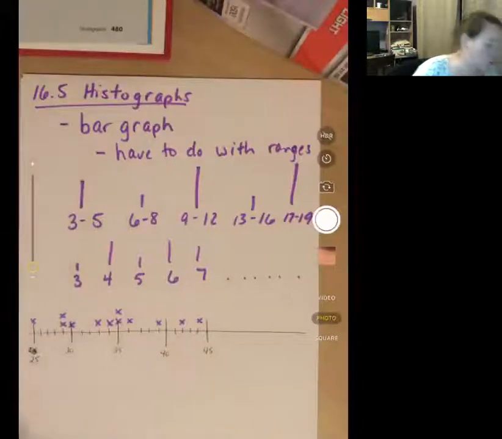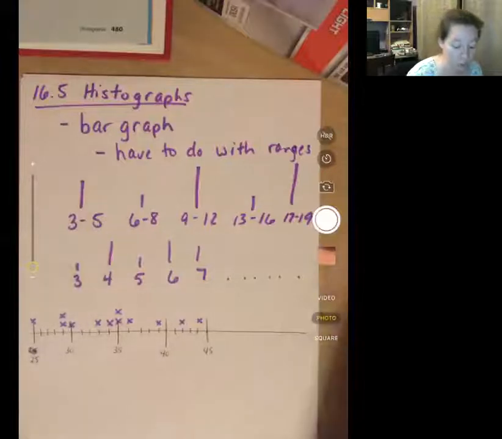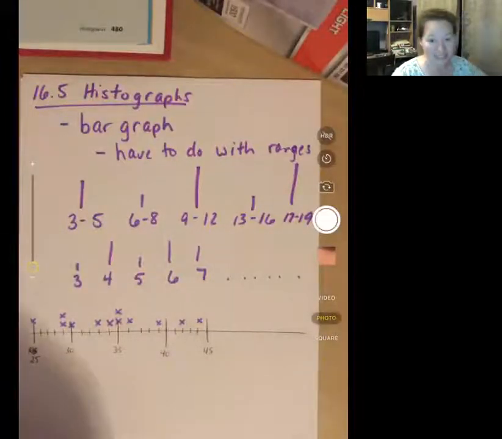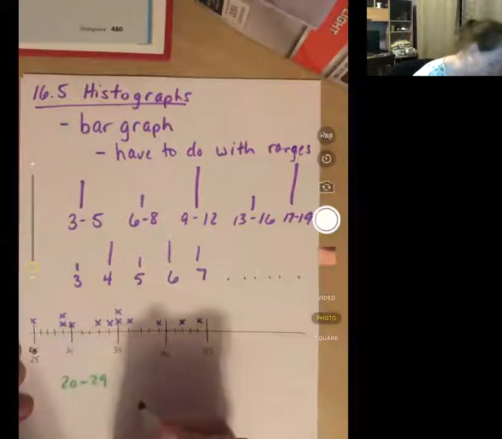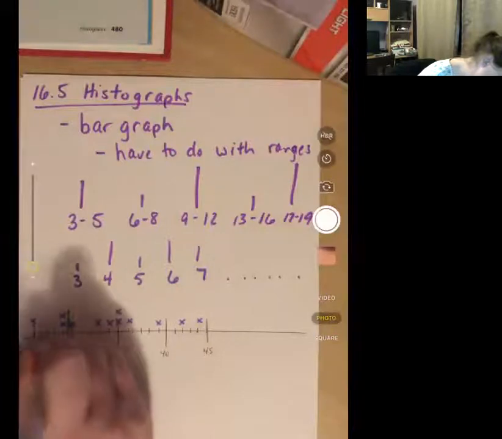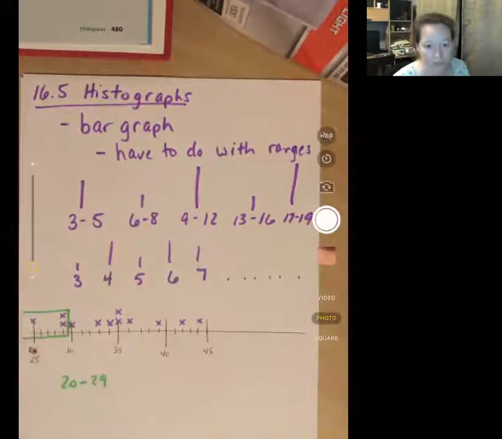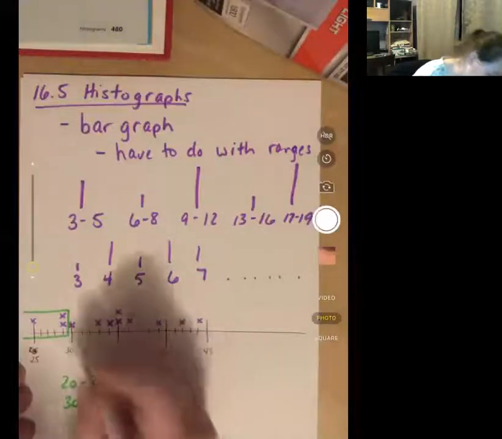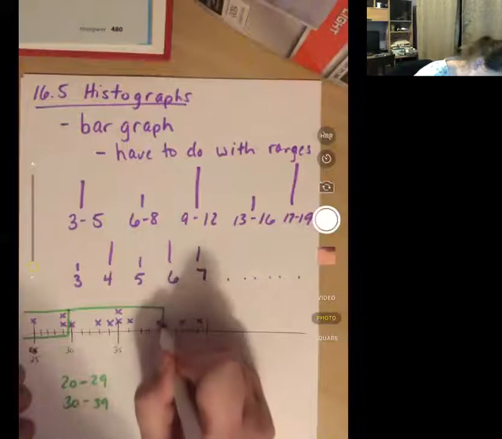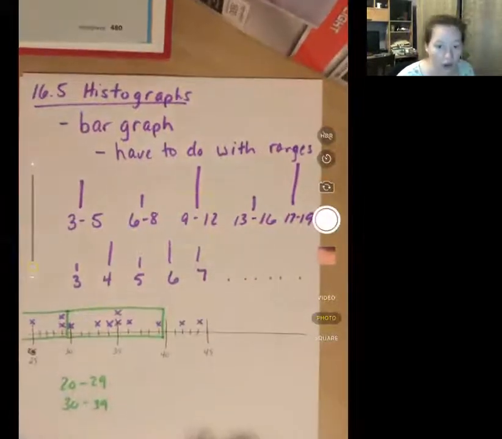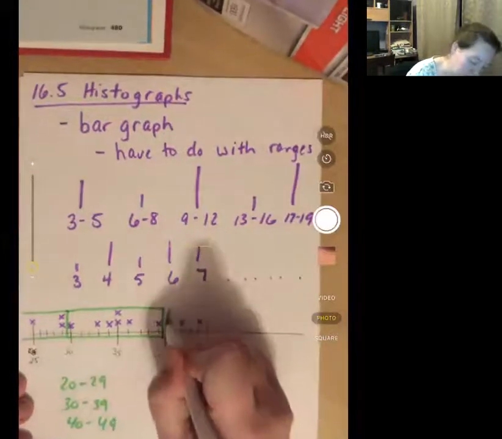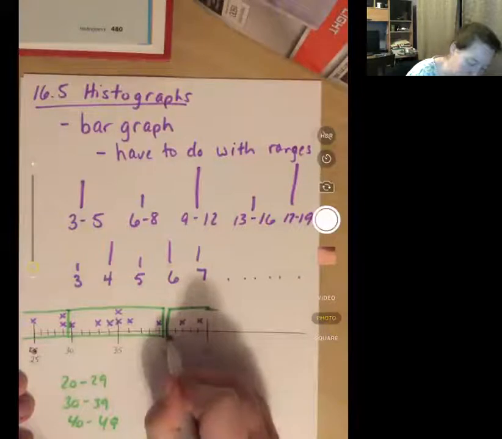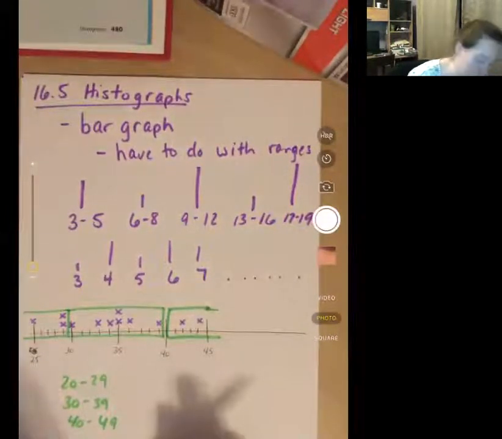It tells us which intervals it wants us to use. So we go up here and we separate it out using their intervals. Their first interval is 20 to 29. So everything down here goes in the first interval, okay? 20 to 29. Our second interval is 30 to 39. So everything from here over to here goes in the second interval. Our third interval is 40 to 49. So everything from here to out there goes in our third interval.